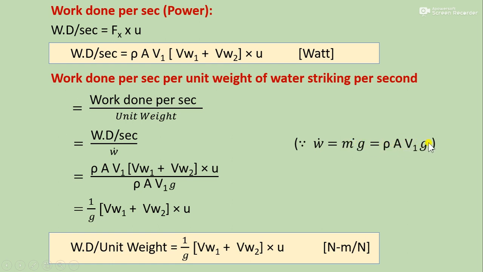So by putting expression we get rho a V1 bracket VW1 plus VW2 bracket complete into U divided by rho a V1 into G. Cancellation of rho a V1 from the numerator denominator, we get work done per unit weight is equal to 1 by G bracket VW1 plus VW2 bracket complete into U. Its unit is Newton meter per Newton.